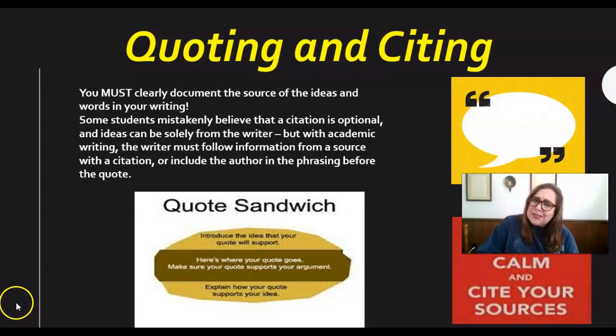Here's another little sandwich. I'm all sandwiches in this presentation, but you want to introduce the idea, and then you want to come in with the quote or the fact, and then you want to explain it. And you have to use this 3-tier system every time you use a fact or a data point within your writing. So a lot of people just want to drop in a quote. You can't do that. You have to set it up. You have to insert the quote or the piece of information that you're using, and then you have to explain it and apply it to your thesis statement.